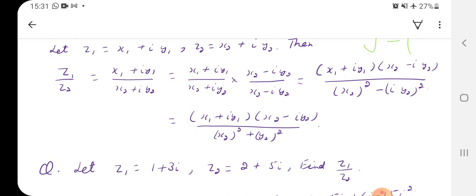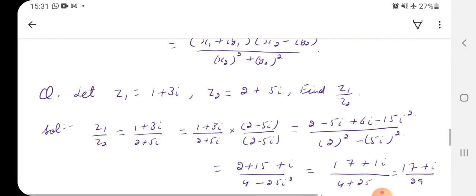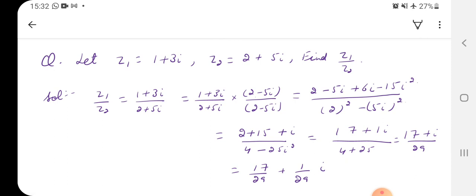So now let us see one example based on the division of complex numbers. Z1 is equal to 1 plus 3 iota, Z2 is equal to 2 plus 5 iota. Find Z1 by Z2. Now Z1 by Z2 will be 1 plus 3 iota by 2 plus 5 iota. Now you can't move further, right? So if you can't move further and you are seeing iota in the denominator, that directly means that you have to rationalize.